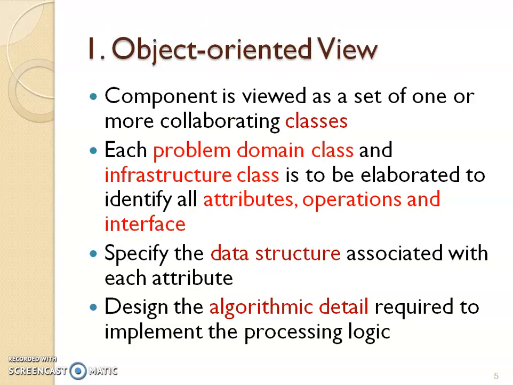In the case of the object-oriented view, that is what we are doing in C++ programs. That is, data types and related functions are encapsulated into classes. Like that, a component is viewed as a set of one or more collaborating classes. And each problem domain class and infrastructure class is to be elaborated to identify all of its attributes, operations, and interfaces.